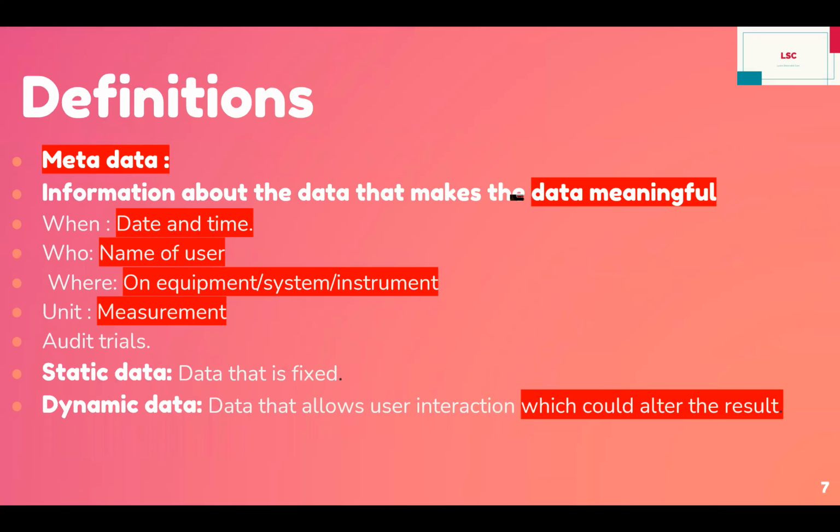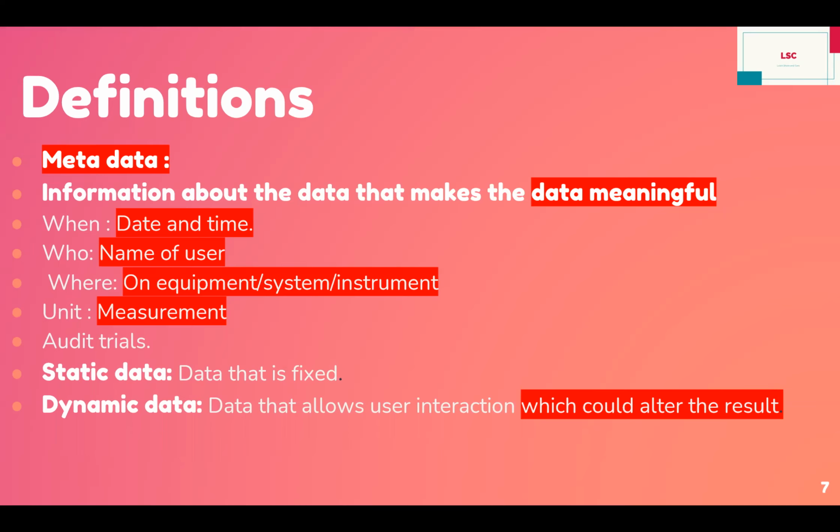We all know, just remember: information about the data that makes the data meaningful. Every data should have some meaning. Means when: date and time; who: name of the user; where: an equipment, system or instrument where the task is performed; unit: what is the measurement; audit trails. What is static data? Data that is fixed. Means 1 plus 1 is equal to 2; data should be fixed, that is static data.